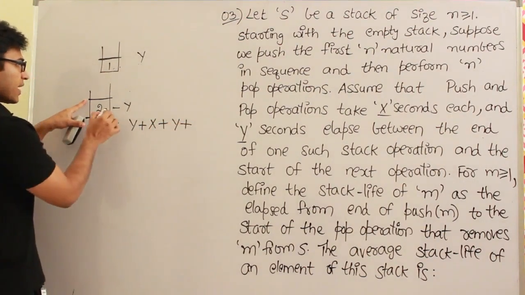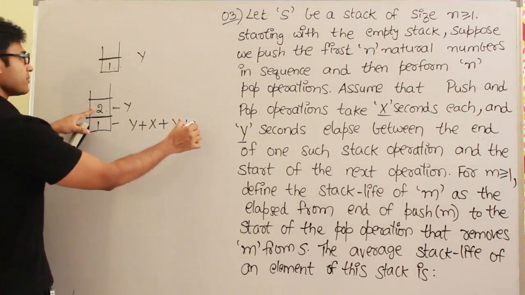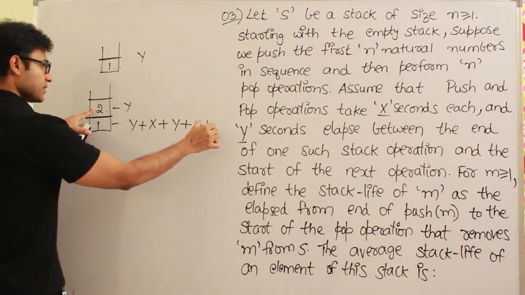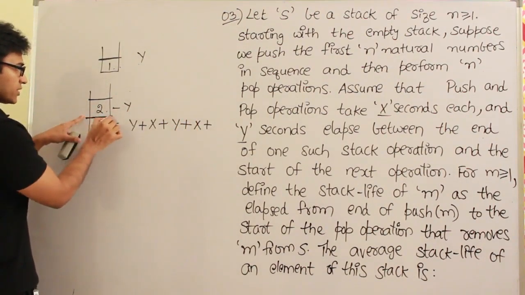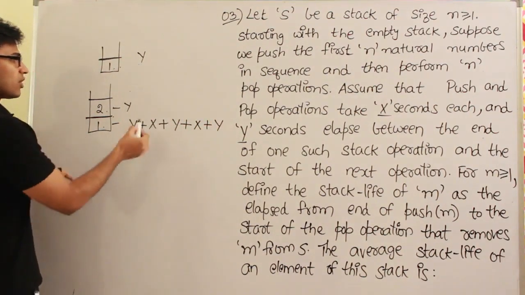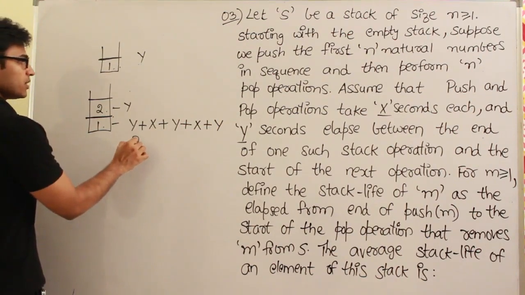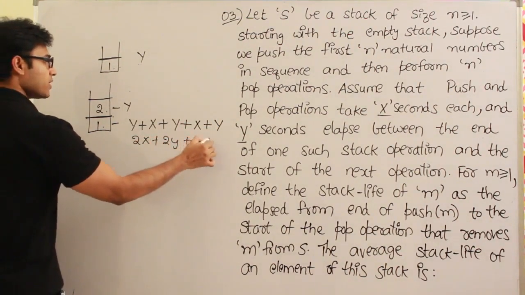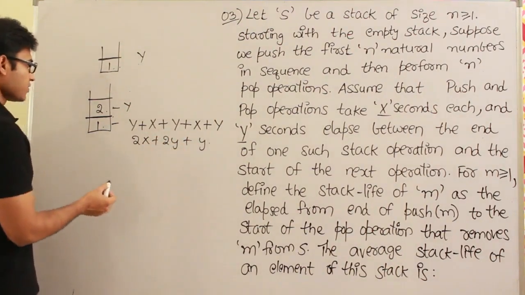Plus, then I can pop it off. How much time is required to pop it off? X time. Plus, again I have to wait for some time before popping it off. So how much time do I have to wait? Y time, right? So how much is it? It is going to be 2x plus 2y plus y. Why did I write it like this? Just observe this.